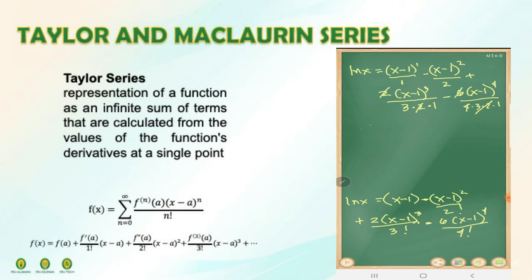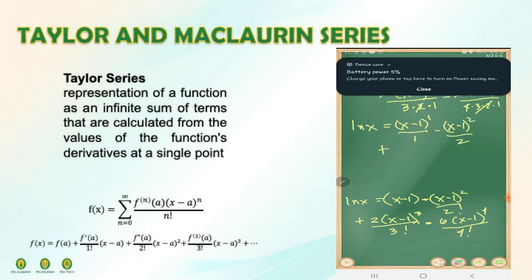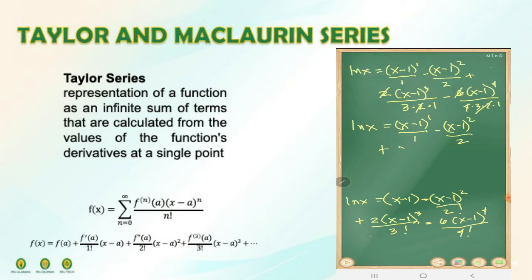So finally, ln of x is equal to (x minus 1) raised to the first power over 1, minus (x minus 1) quantity to the second power over 2, plus (x minus 1) raised to the third power over 3, minus (x minus 1) raised to the fourth power over 4. Okay?